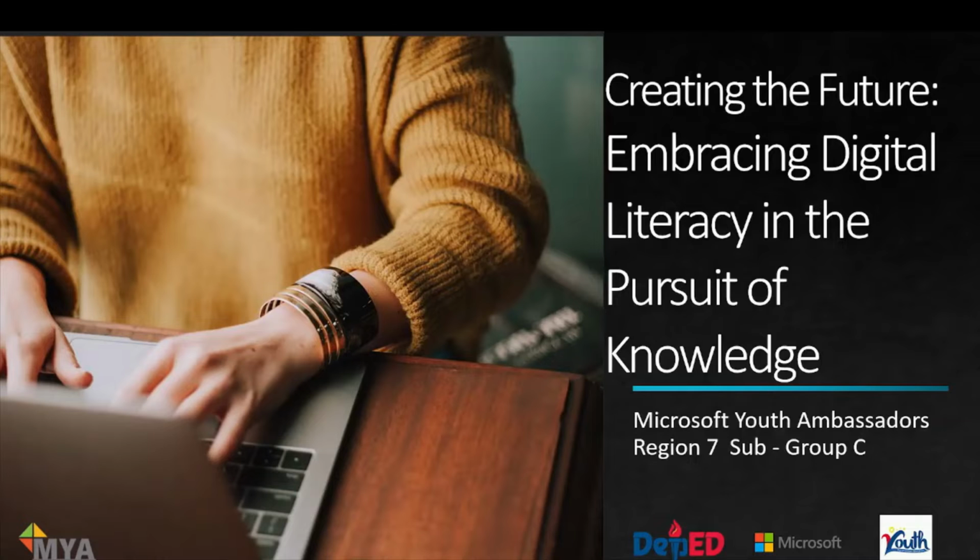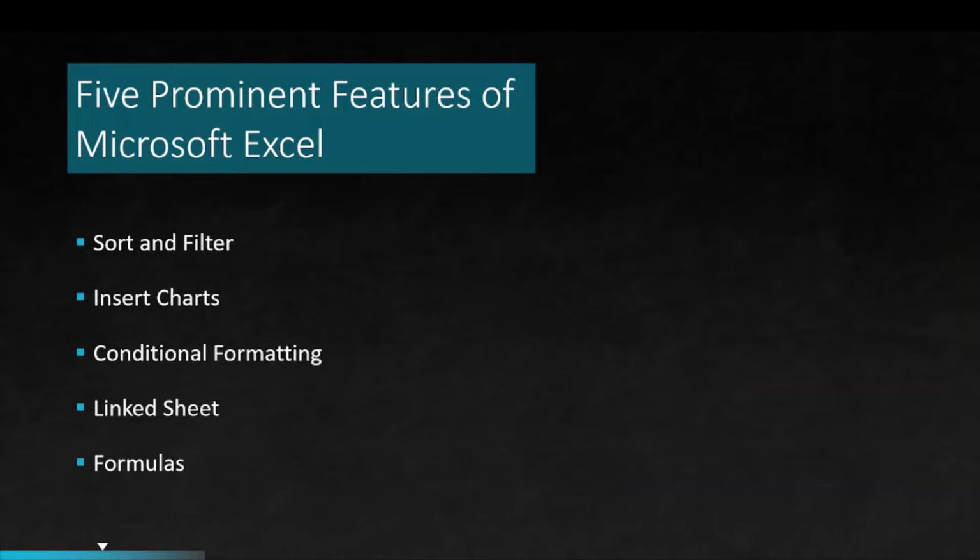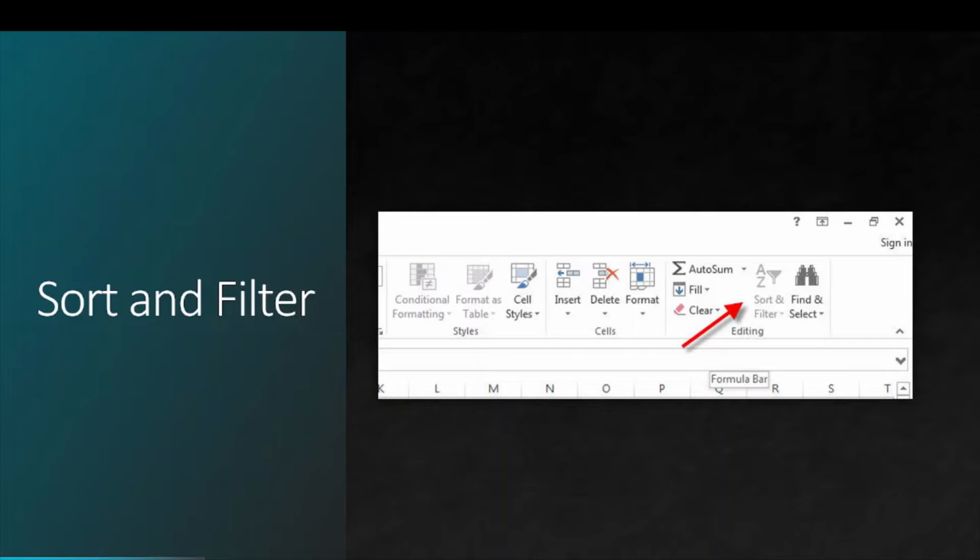Ang Microsoft application na introduce natin ngayon is Microsoft Excel. So we have these 5 prominent features of Microsoft Excel. That is first, sort and filter. Next, insert charts. We also have here conditional formatting. Our fourth feature, a linked sheet. And lastly, formulas. Let's start with our first feature, which is sort and filter.